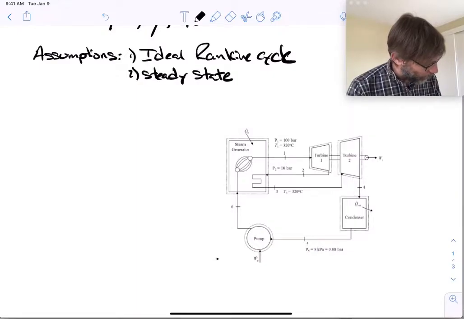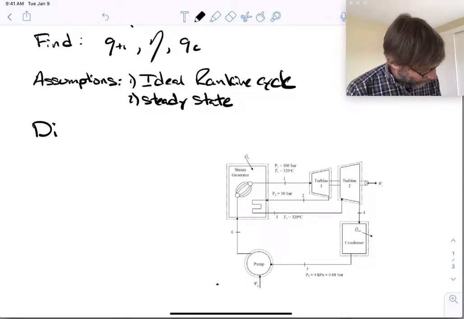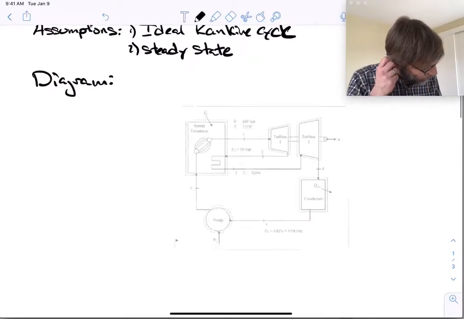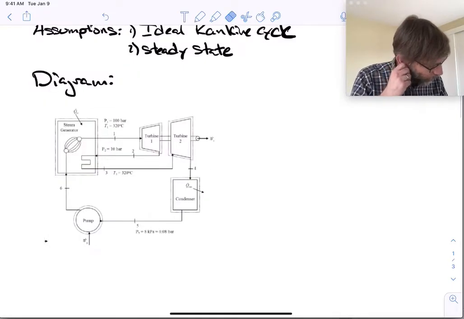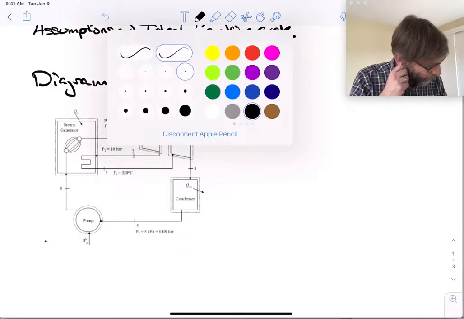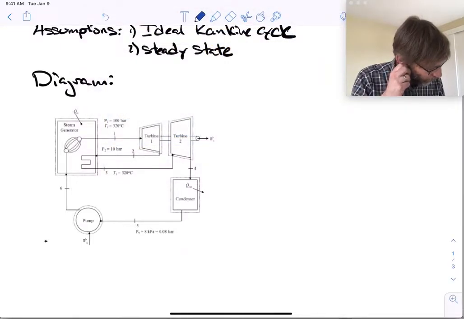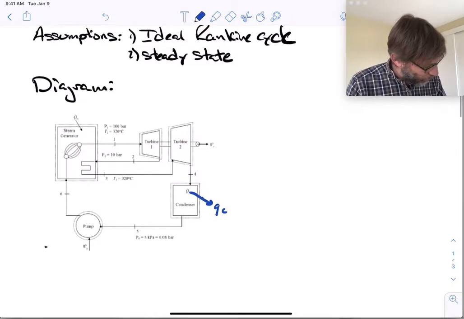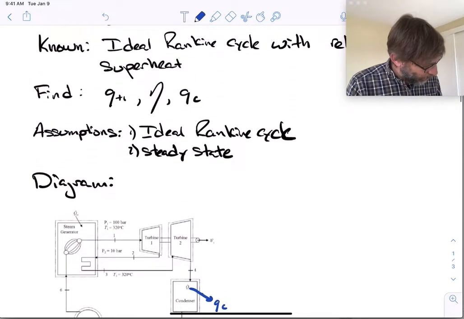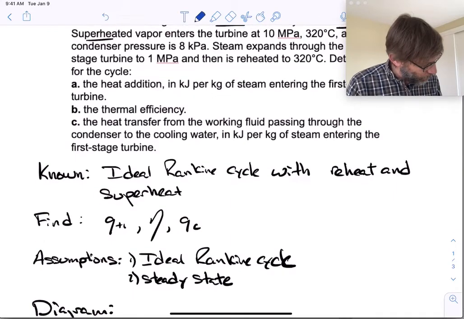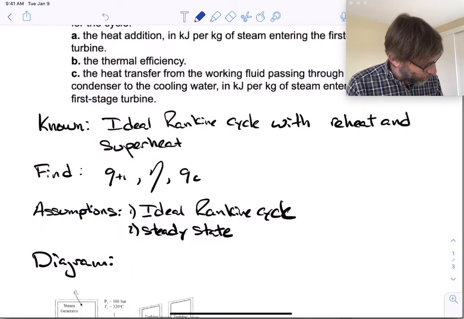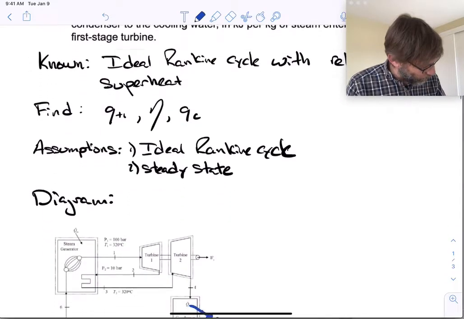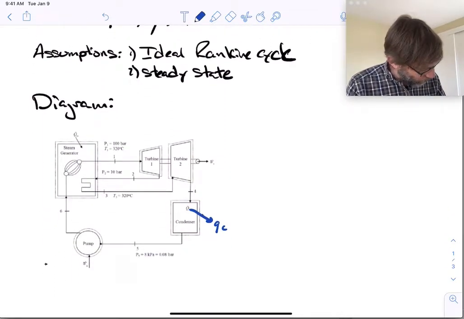All right, so here's my diagram. Let's just move it over here. I am going to label some key things here, maybe in a different color, in sort of this bluish color. So this is what we need to find. This is QC that we just had. We also want to find the heat addition in kilojoules per kilogram entering the first stage. So we want to find this one, the heat addition, Q in.